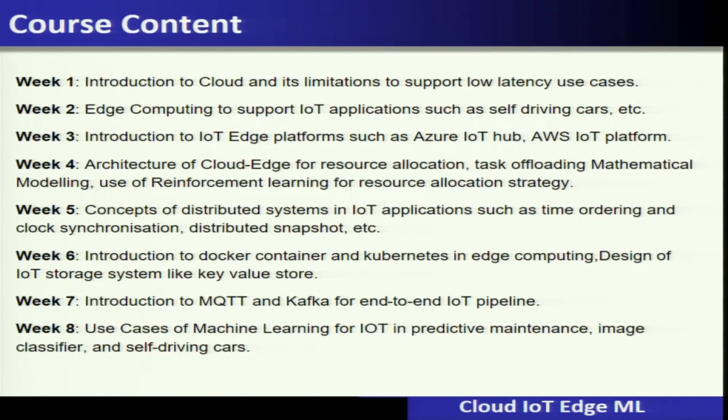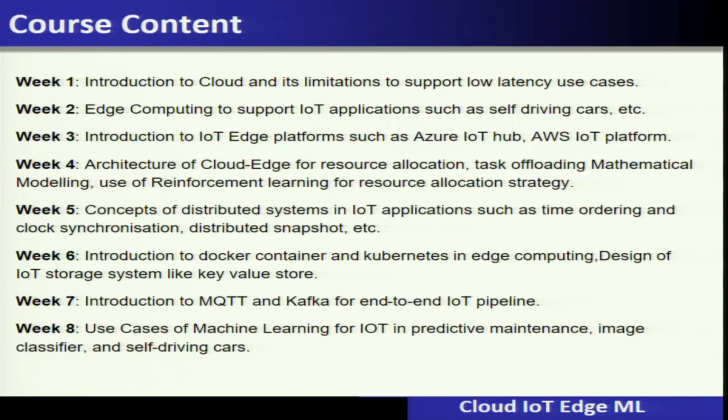If you see the course contents, the content is divided to grasp the concepts of the cloud and its limitation in supporting new kinds of low latency applications, thereby introducing edge computing to support IoT applications. Then we introduce IoT edge platforms as provided by different cloud providers, such as Azure IoT Hub and AWS IoT. Then we will discuss the theoretical part, that is, the architecture of cloud edge computing for resource allocation, task offloading, mathematical modeling, and the use of reinforcement learning for resource allocation strategy.